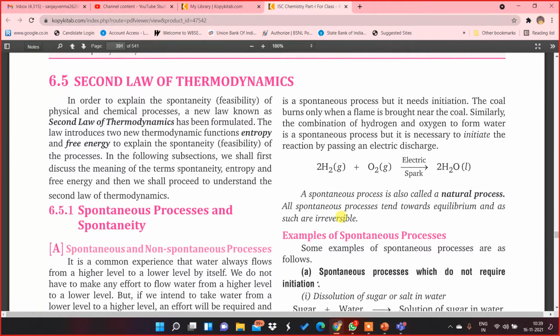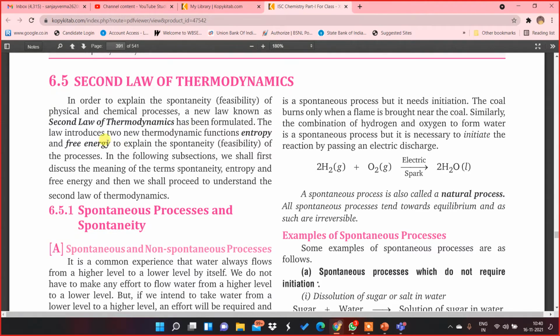In the previous class, I had completed till the application of the first law of thermodynamics, and today I must explain the second law of thermodynamics. Now, in order to explain the feasibility, the spontaneity of physical and chemical processes, a new law known as the second law of thermodynamics has been formulated.